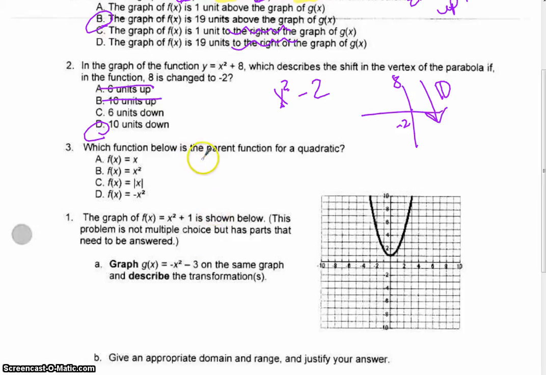Which function below is the parent function for a quadratic? The equation that is quadratic is x squared. So they've shown us the graph of x squared plus 1.